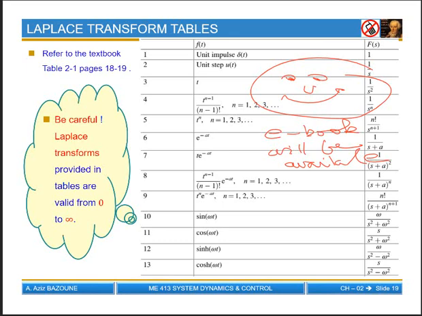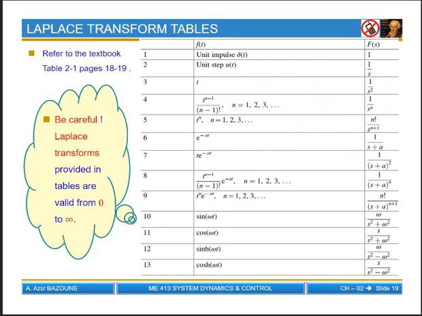All you need to know is you can use the table. The table is on page 18 and 19 in your textbook. You can see what we have seen so far. This is the function f of t, and this is its Laplace transform. For 1, the Laplace transform is 1. For the unit step, it is 1 over s. For the ramp input t, it is 1 over s squared. For t to the power n minus 1 over n minus 1 factorial, it is 1 over s to the power n.